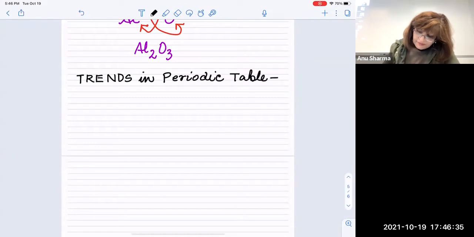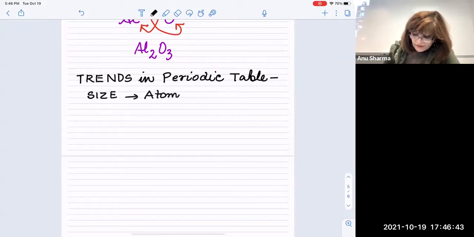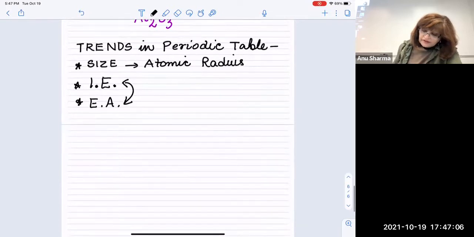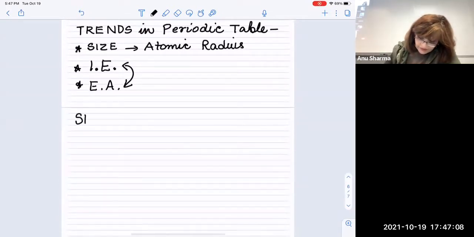Now here's a trend. There are many trends, but we are going to cover, one is the size, and when we talk about size, we are talking about the radius, atomic radius. The second is the ionization energy. And the third is the electron affinity. Electron affinity and ionization energy go side by side, both of them hand in hand. Let's look at the first one, the size. The size, which one is bigger and so forth, whether the ions.